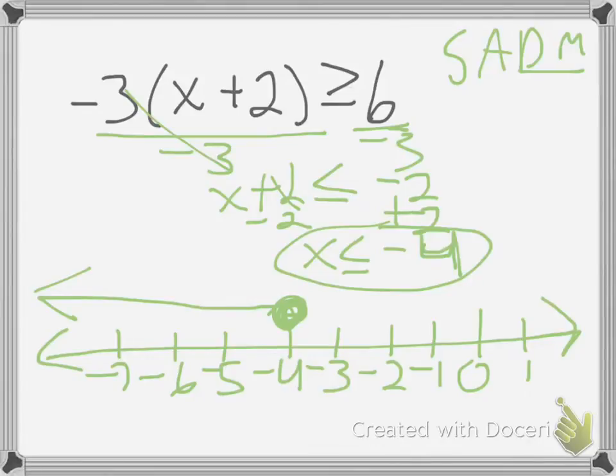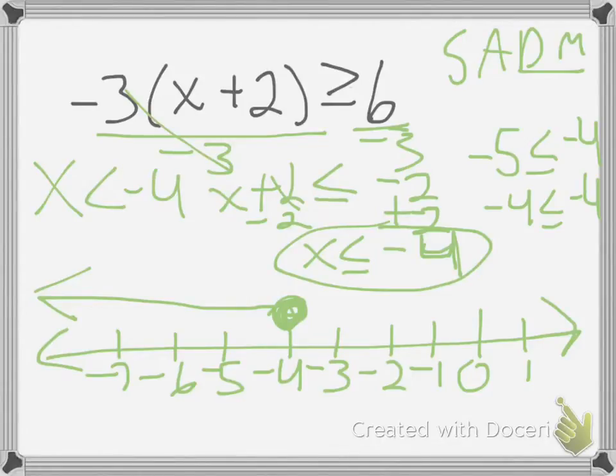So any of these numbers over here could be my solution. So I know that negative 5 is less than or equal to negative 4. I know that negative 4 is less than or equal to negative 4. I know that negative 6, negative 7, all those are less than or equal to negative 4. If I had x is less than negative 4, I could not plug in negative 4 because negative 4 would not be less than negative 4.